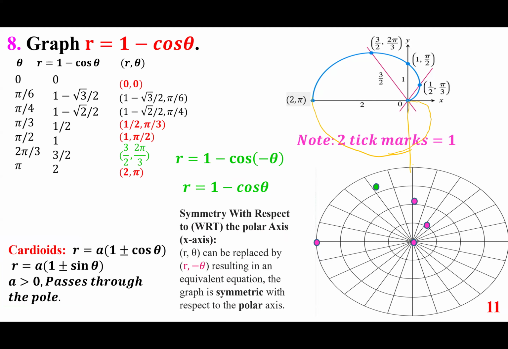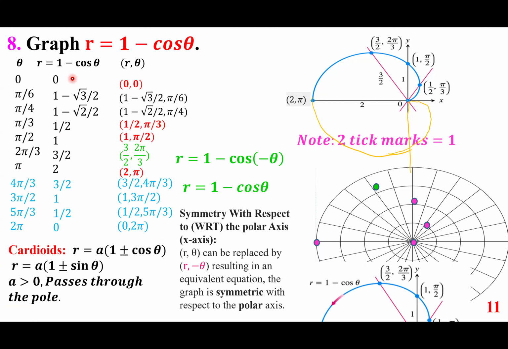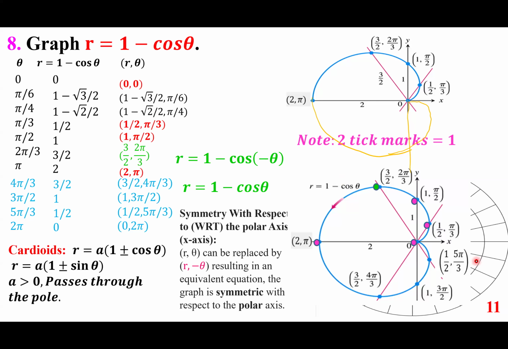And that's the rest. You can do that. Or you can go with easy numbers again, just for the sake of argument. 4 pi over 3, remember, is the same as 2 pi over 3 because both of them are negative. So this is also 3 halves. 3 pi over 2 gives you 0. 1 minus that is 1. 5 pi over 3 is the same as pi over 3, but negative. So 1 minus 1 half is 1 half. 2 pi is the same as 0. And so you plot those and it looks like that.